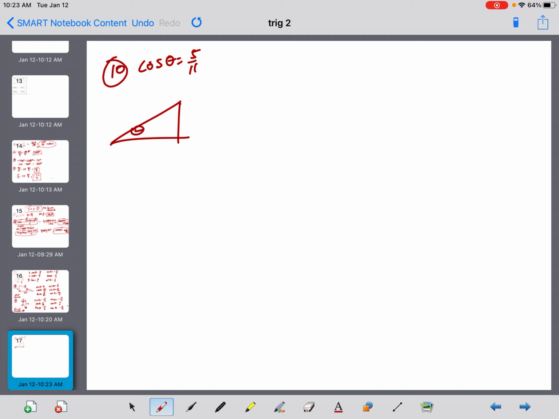Put theta in there. This would be 5. This would be 11. Okay? Because it's adjacent over hypotenuse, we are going to need to find this missing side. So we're going to have to do 11 squared minus 5 squared, because 11 is the hypotenuse. So we've got to subtract. It's going to be 121 minus 25, which is 96. So it's going to be the square root of 96, which actually simplifies to 4 radical 6 for that one.